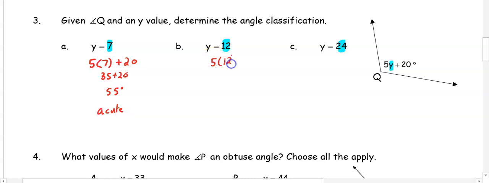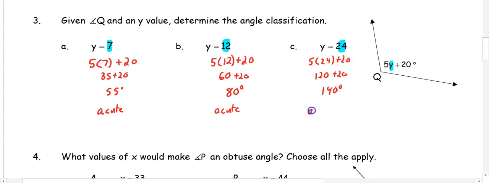Next, we have 5 times 12 plus 20. 5 times 12 is 60, plus 20 is 80 degrees, which is also an acute angle. And our last one, we have 5 times 24 plus 20, which gets us 120 plus 20, so 140 degrees. This time we have an obtuse angle.